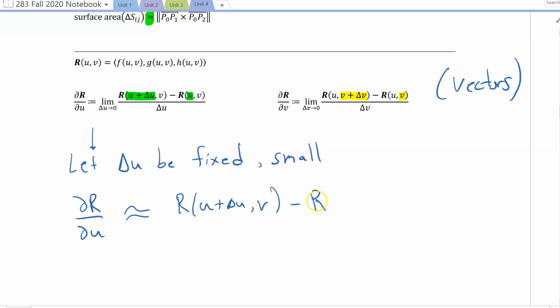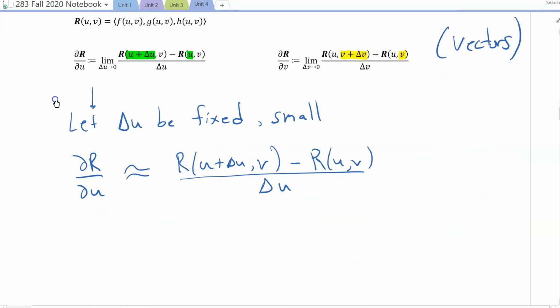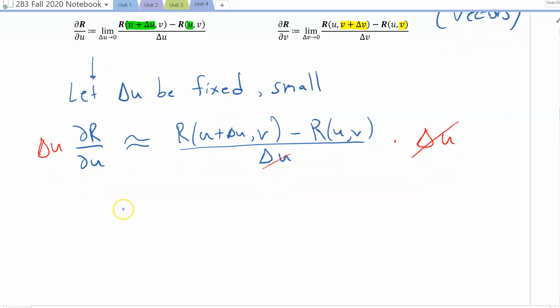So write the difference quotient out. Notice we don't have a limit there, and we're thinking about delta u being fixed. Now in the numerator we have a difference of two vectors, and notice that up in these vectors P0 to P1 we have a difference of two vectors as well. We want to get just the difference vector in the numerator by itself, so we clear the fraction by multiplying by delta u on both sides. That will give us just the difference.